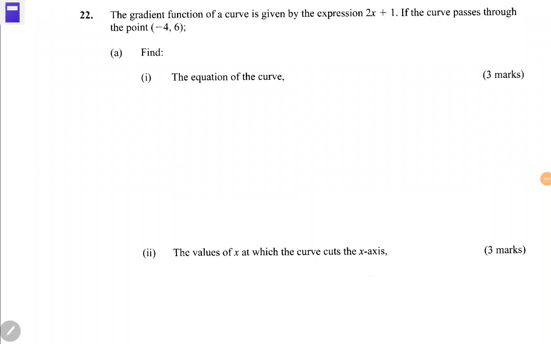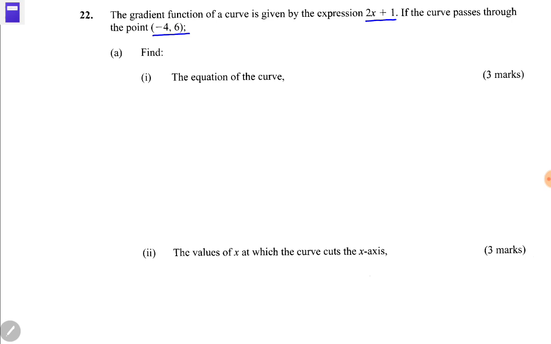Question 22. The gradient function of a curve is given by the expression 2x plus 1. If the curve passes through the point -4, 6, A. Find the equation of the curve. B. The values of x at which the curve cuts the x-axis.